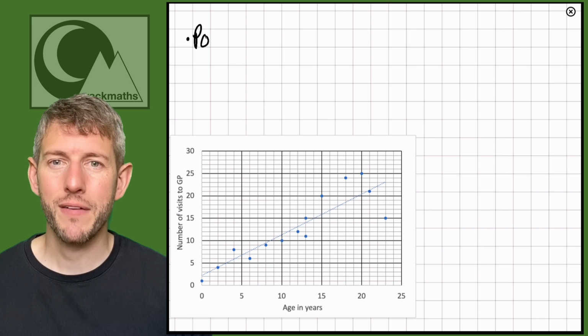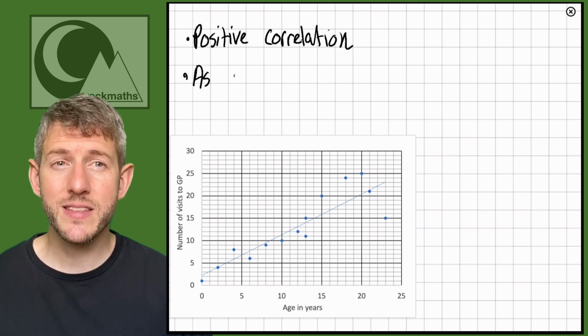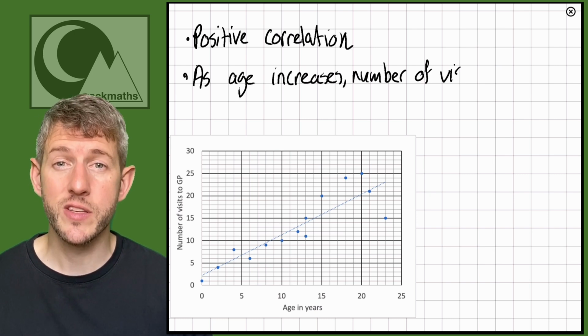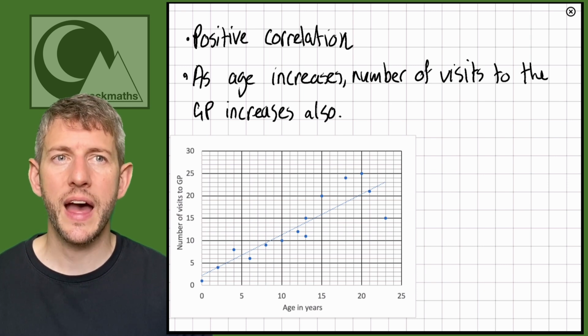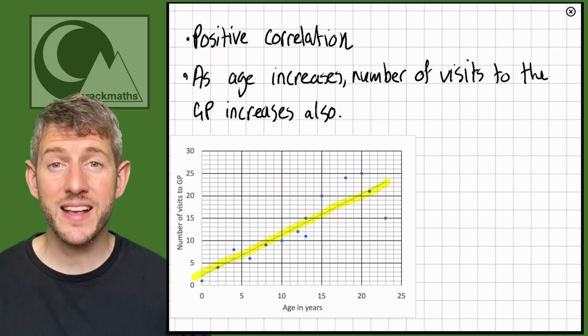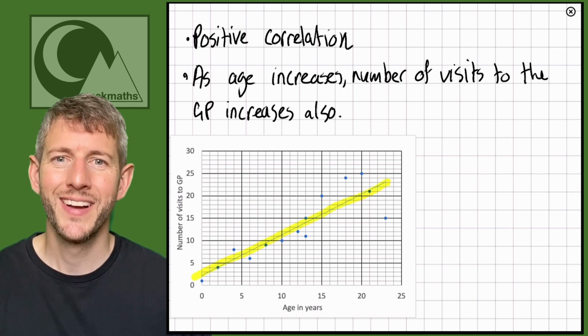We can see here that the graph has a positive correlation, which means that as people's age increases, their number of visits to the GP also increases. And we can also see that there is a line of best fit that has been plotted, and you can see here that it hasn't been forced through 0, 0.